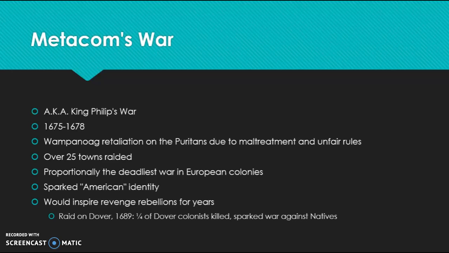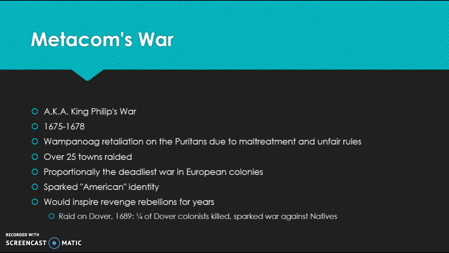But this was, at the time, proportionally the deadliest war in the colonies that the colonies would see. This one was the deadliest, and it would be talked about for a long time. It would sort of spark this fear of the native population near these Puritan settlements, and would certainly inspire revenge rebellions for years. So there was another raid by the Wampanoags on Dover, and that was in 1689, where 1/4 of the colonists were killed there.